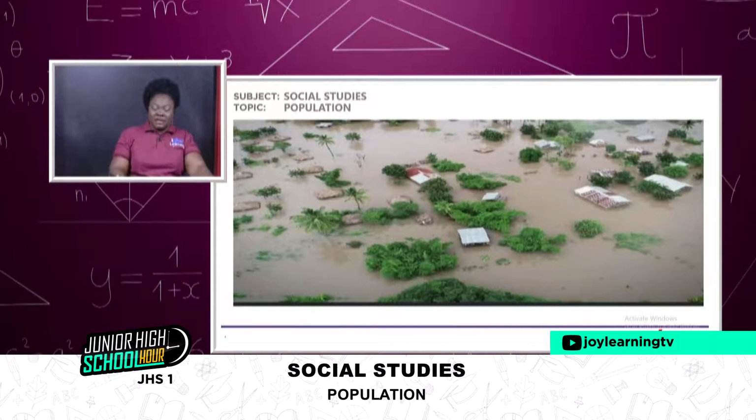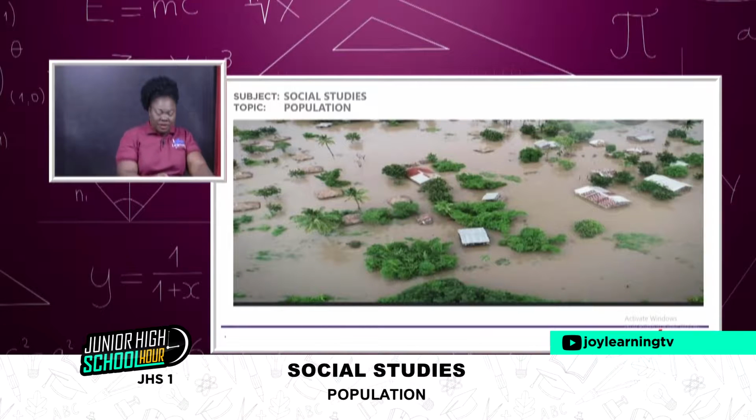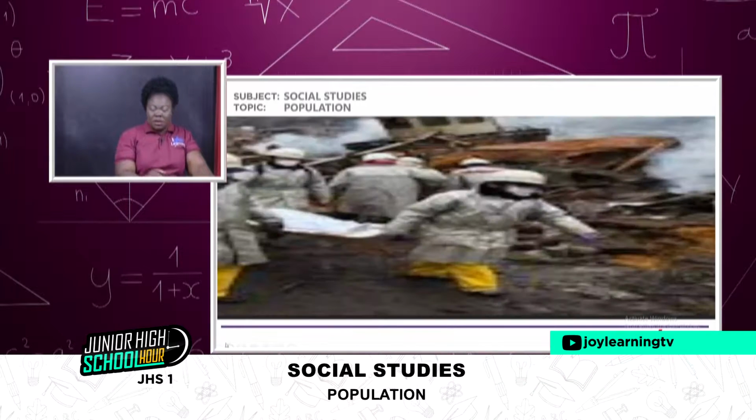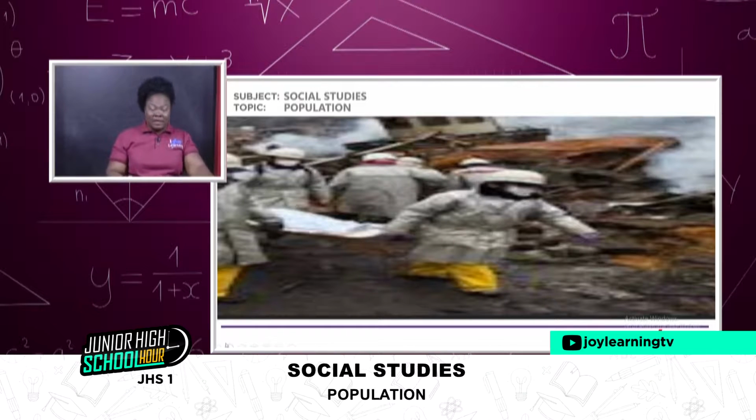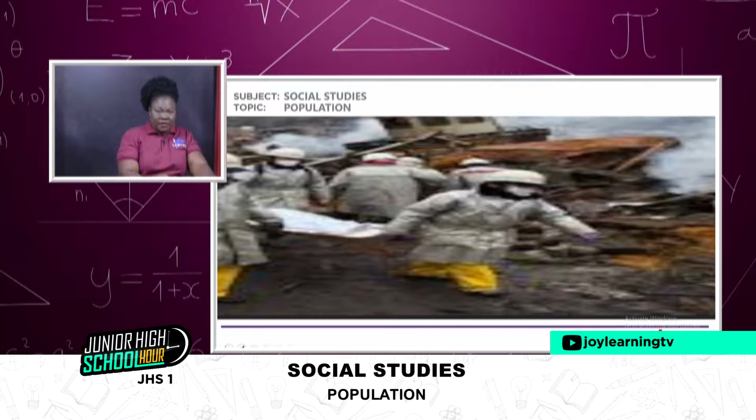Let's look at the pictures here. So this is flooding. It's part of what? The examples that we just mentioned. This is what? You can see it's an earthquake. So a lot of people have died. Are you okay with the pictures?